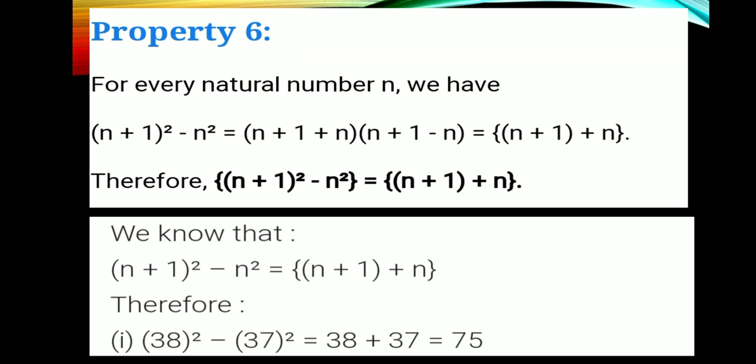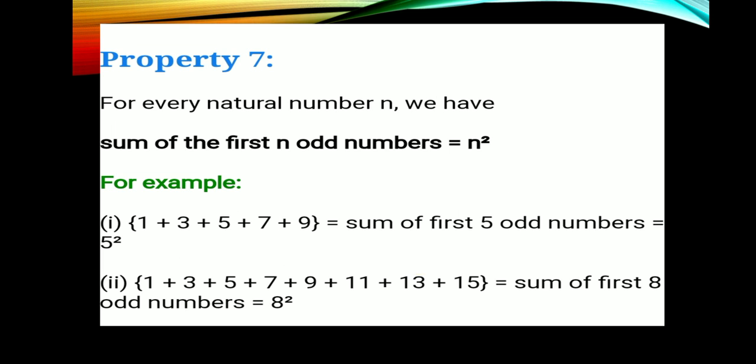Property 6 says that if you have to find the difference between the squares of two consecutive numbers, you can get the answer just by adding those two numbers. Over here there is one example from your exercise. You have two numbers 38 and 37 which are consecutive numbers. If you have to find the difference of the squares of these numbers, you can just add 38 plus 37, and you will get the answer, the same as the difference of the squares.